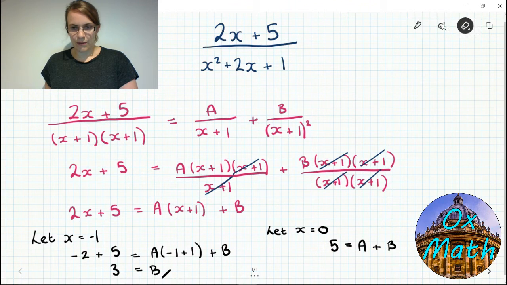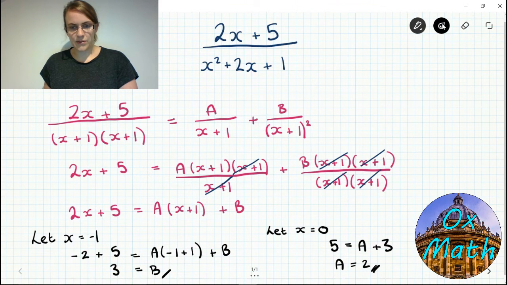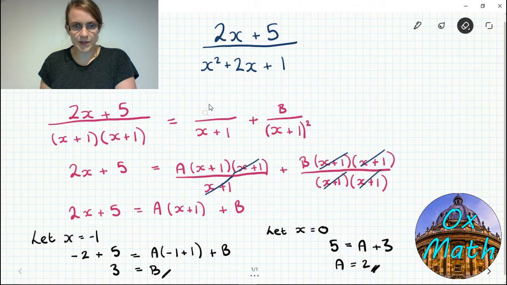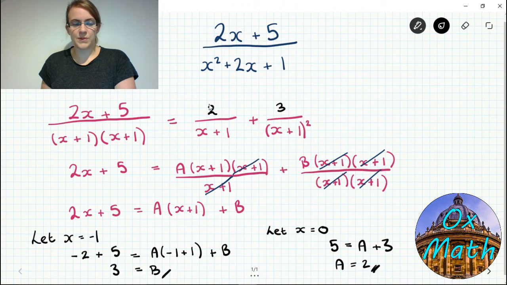b we now know is 3. So 5 equals a plus 3, so a must be 2. So our a is 2. So if we go back to our original partial fractions, we've got 2 over x plus 1, and b was 3, so plus 3 over x plus 1 squared.